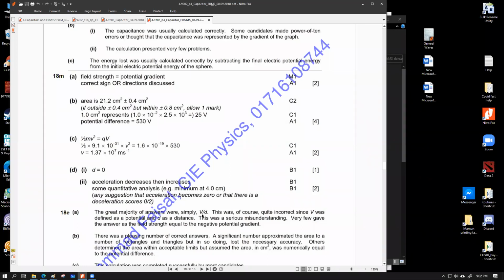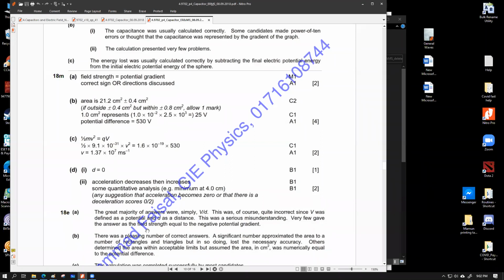E equals to V by D is a very exclusive formula for a very exclusive case, the scenario of parallel plates. Apart from that scenario, you cannot use E equals to V by D at any other scenario. Even if you have two flat plates which are charged and kept at some angle with each other, you simply cannot apply E equals to V by D. It is exclusively applicable for two flat plates parallel to each other. So this was a very large misunderstanding, as they are saying.